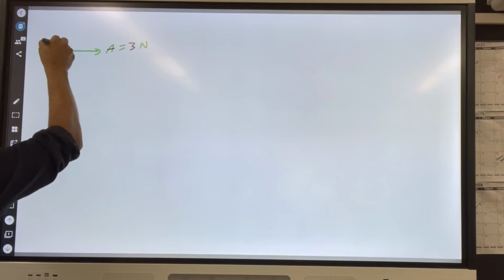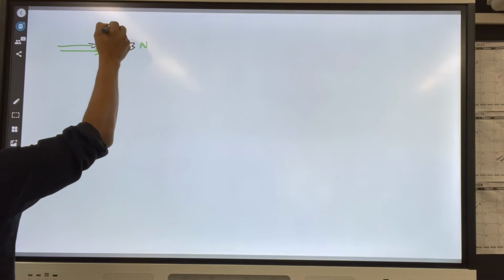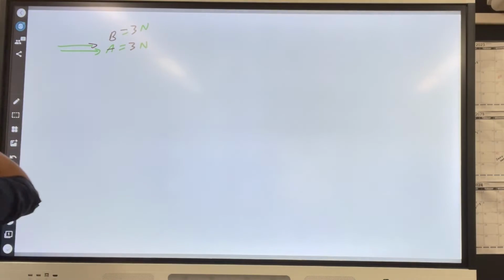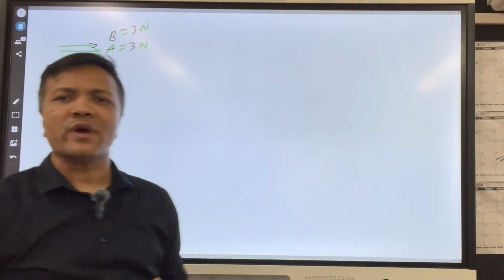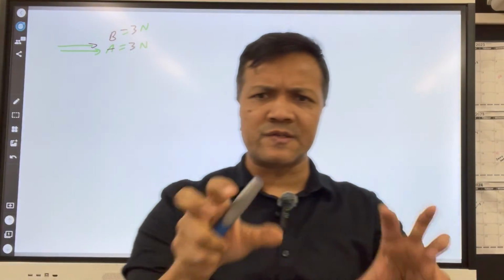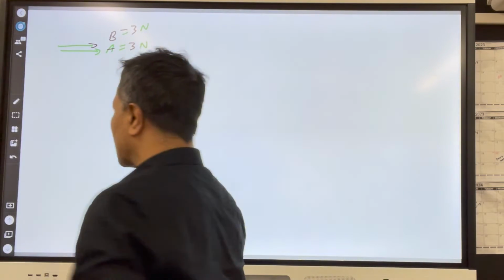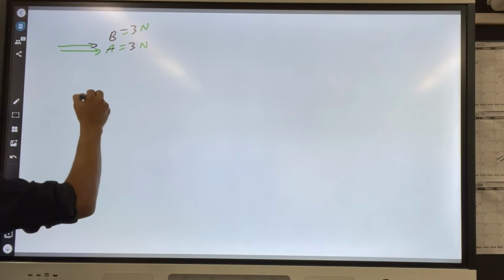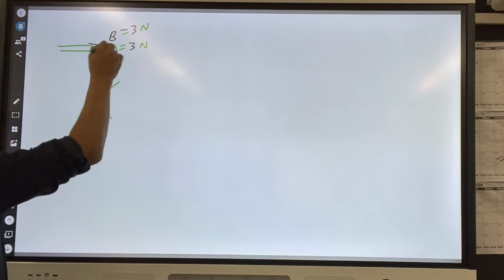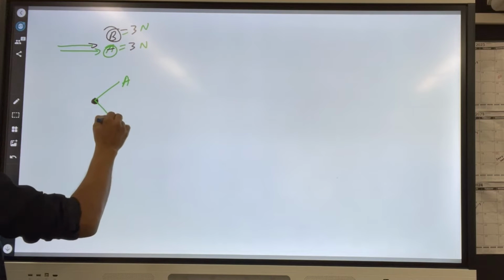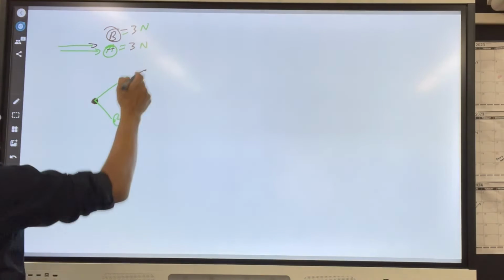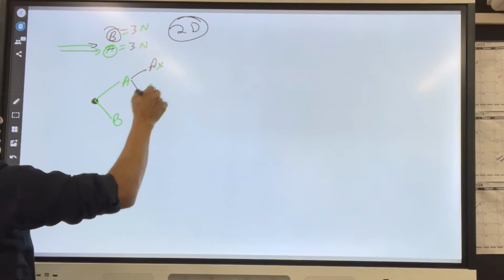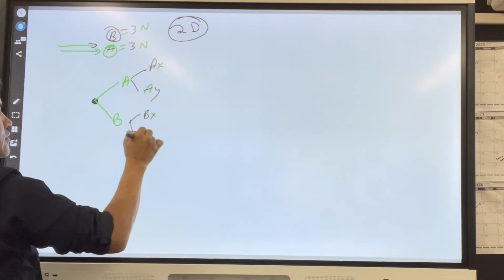Vector A is 3 Newton, and vector B is also 3 Newton, right? Concurrent force. What is concurrent force? When all the forces are acting on the same point, we call it concurrent force. So two forces are acting on this point, A and B. A has two components, AX and AY, because we are talking about 2D, and BX, BY.